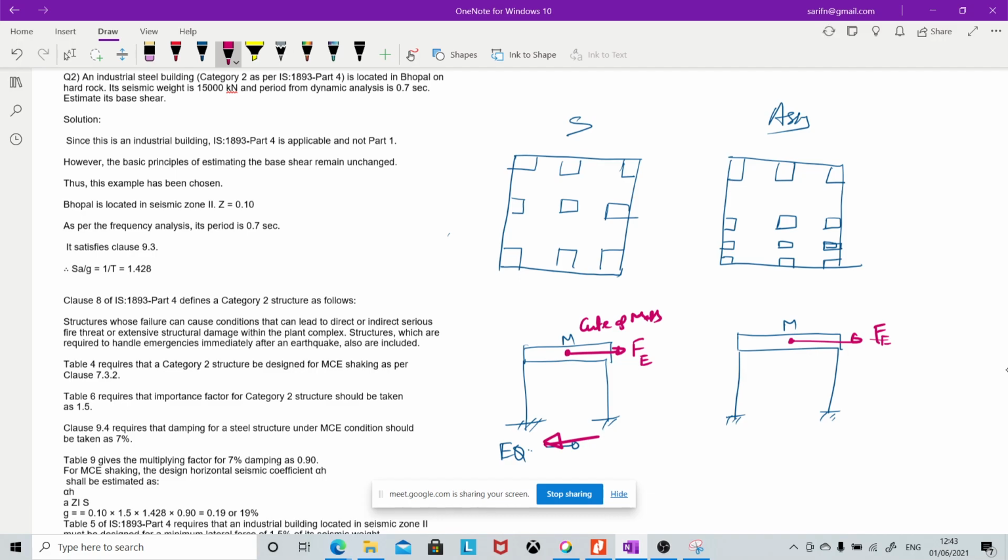Now what is going to happen is, this will deform, right? Under the action of the load, the building is going to deform.